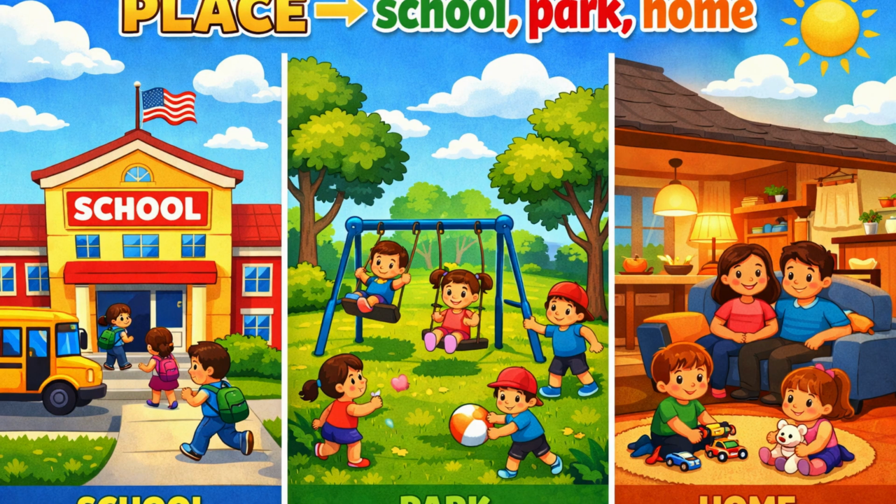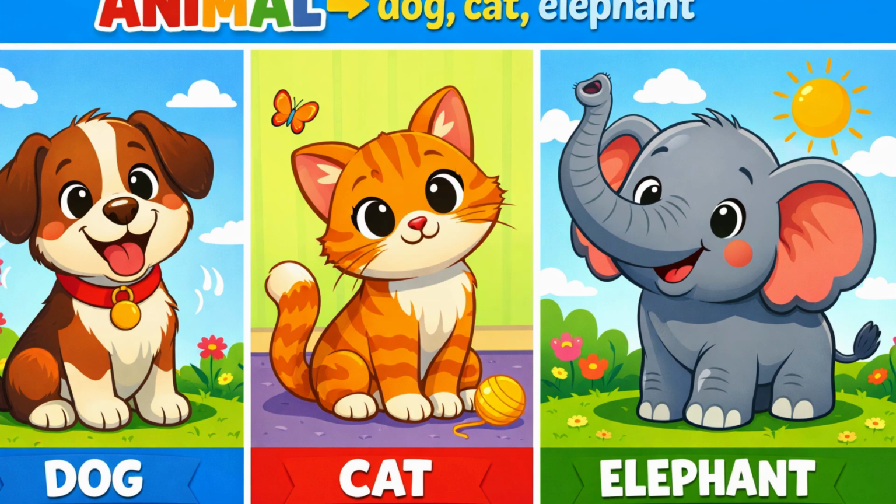Next, place. A place is where we go. Examples: school, park, home. Where do you go to study? School. That's a noun.